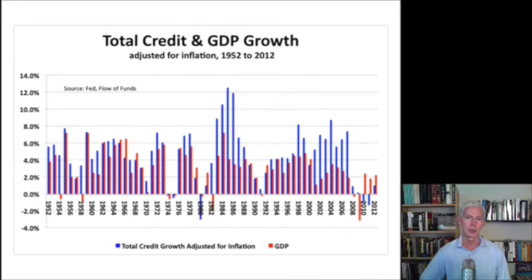You can see that more clearly in this chart. The blue bar is the same, total credit growth adjusted for inflation.